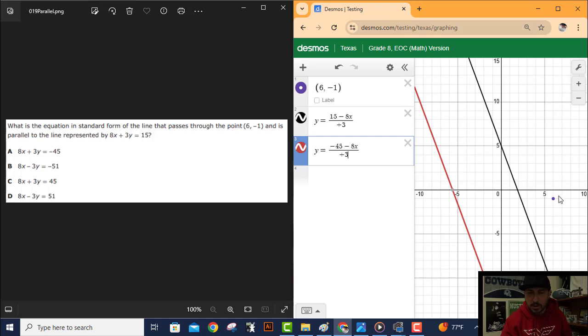You know that point that we typed in earlier? He's supposed to go through it. So yes, he's parallel, but does he go through that point? No, so he is not the answer. Now we're going to type in the second choice. Get him out of here. We don't want to look at him.